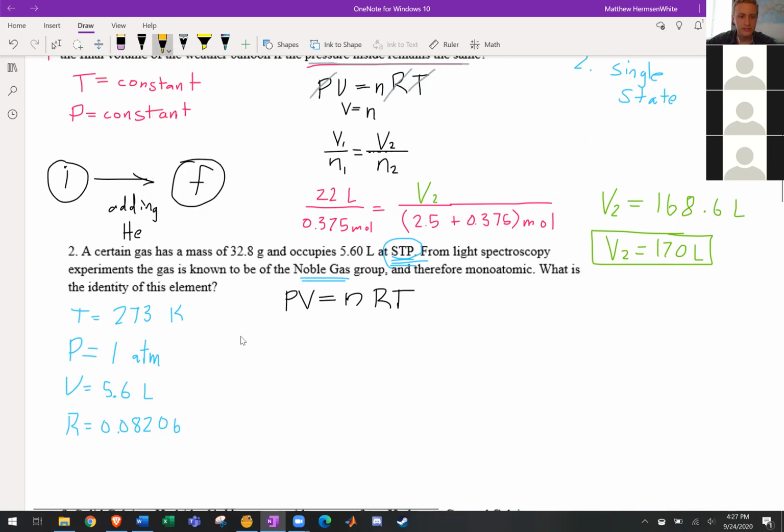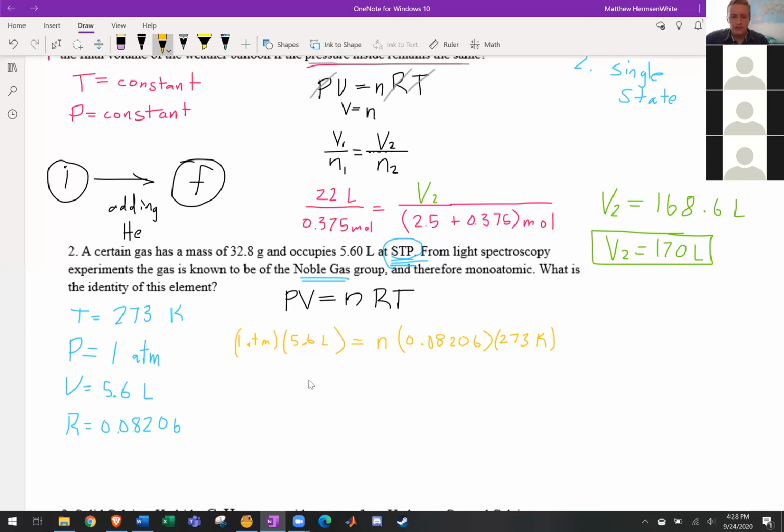So pressure, this is 1 atm. The volume was going to be 5.6 liters. The N, that's what we're going to be looking for, the number of moles in this container. The R, that's 0.08206. And then temperature is 273 Kelvin.